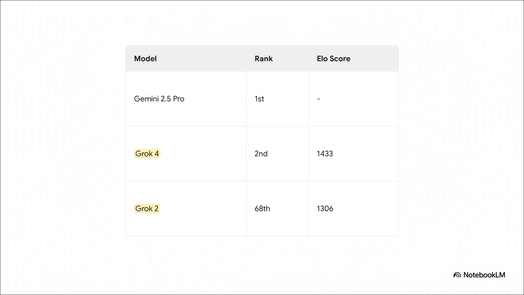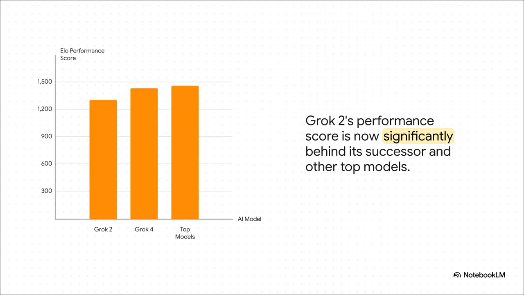It's not just that Grok 2 is way behind today's leader, Gemini 2.5 Pro. It's been totally lapped by its own successor, Grok 4, which is sitting comfortably up there in second place. I mean, just look at that performance gap. It's undeniable. Grok 2's score is way down here, while Grok 4 and the other top models are playing in a totally different league. It's just not a close competition anymore.